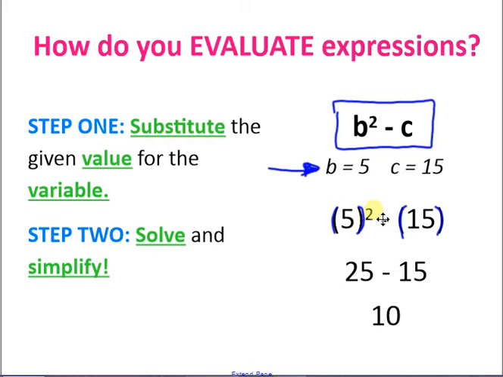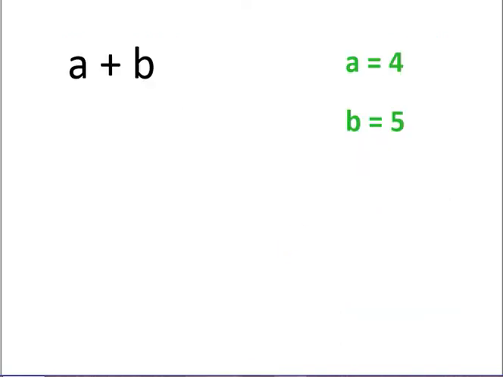So 5 to the second power is 5 times 5, which is 25, minus 15. 25 minus 15 is 10. And so 10 is your final answer. Let's go ahead and do our first example here. So here we have A plus B. A is 4, so I'm going to put it in parentheses, plus B is 5. 4 plus 5 is 9.